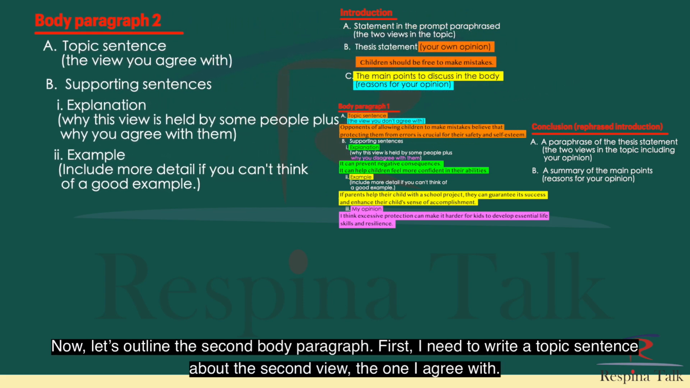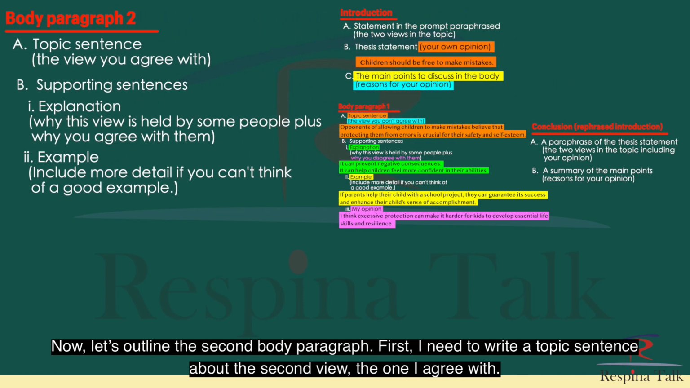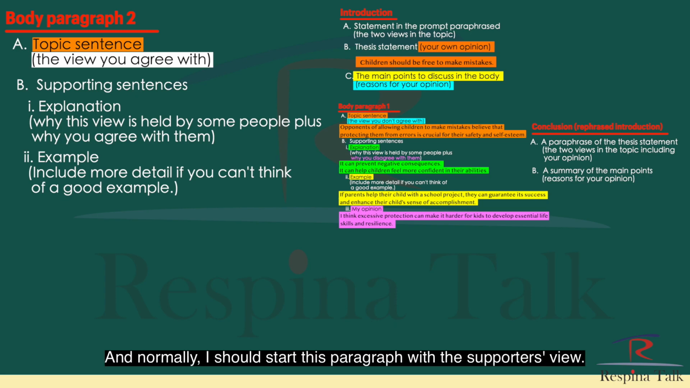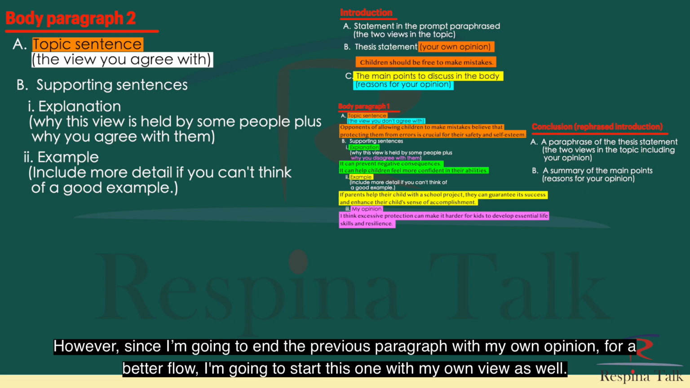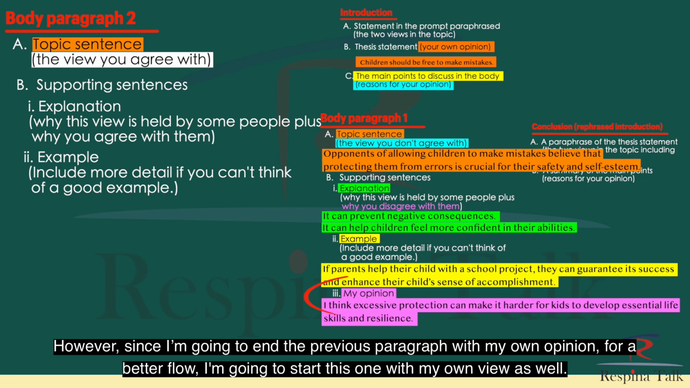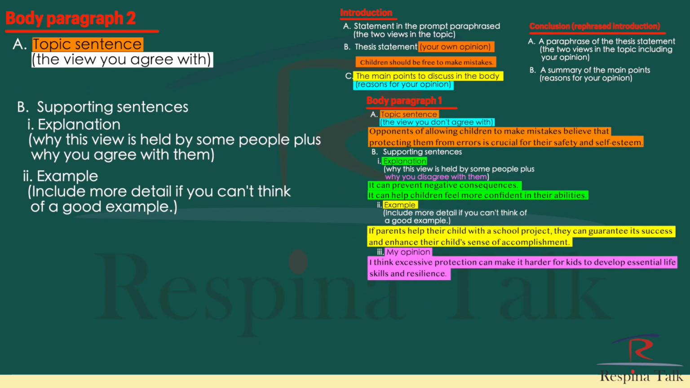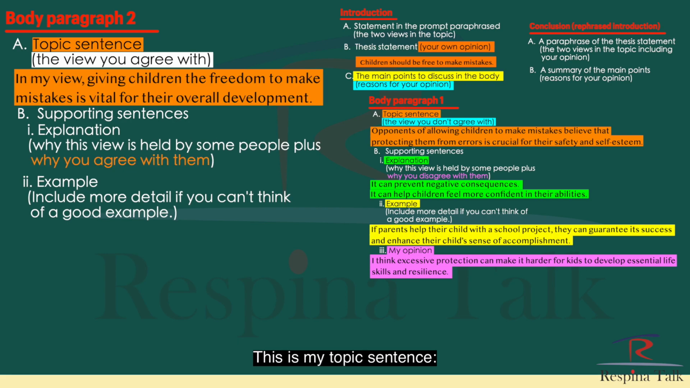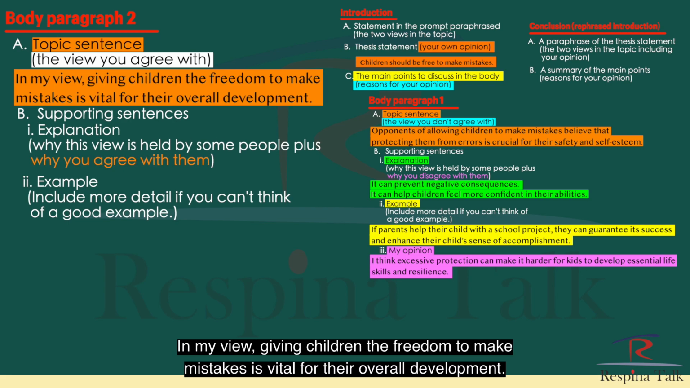Now, let's outline the second body paragraph. First, I need to write a topic sentence about the second view, the one I agree with, and normally I should start this paragraph with the supporter's view. However, since I'm going to end the previous paragraph with my own opinion, for a better flow, I'm going to start this one with my own view as well. This is my topic sentence. In my view, giving children the freedom to make mistakes is vital for their overall development.